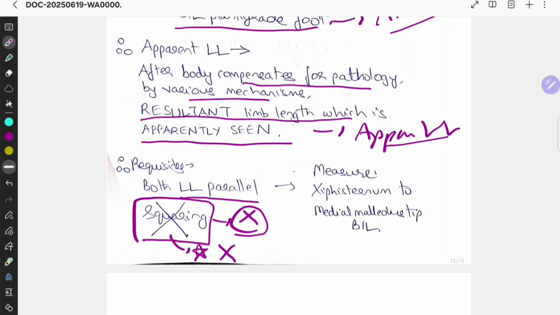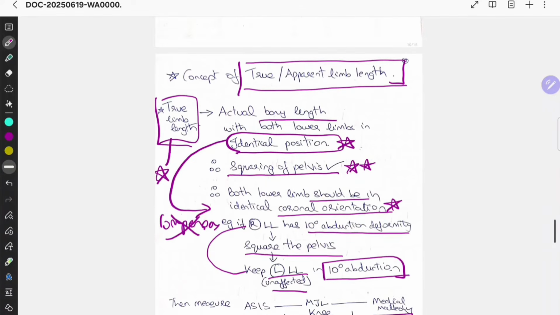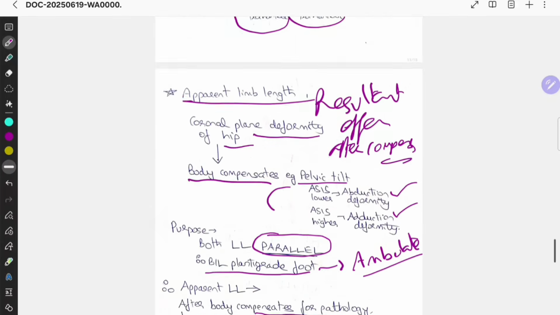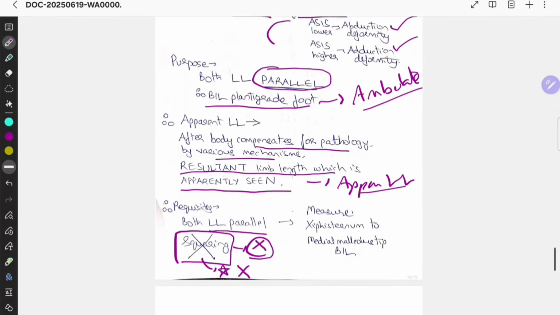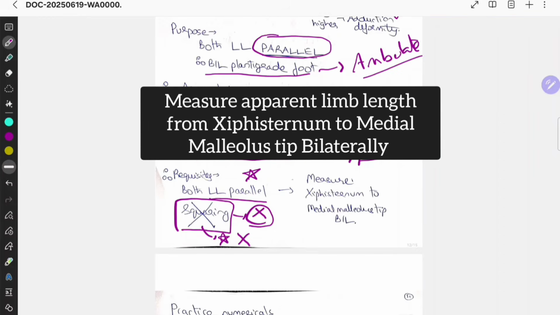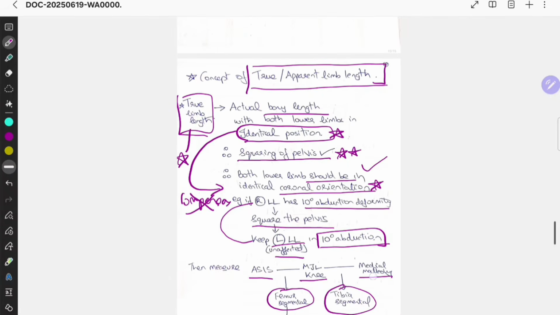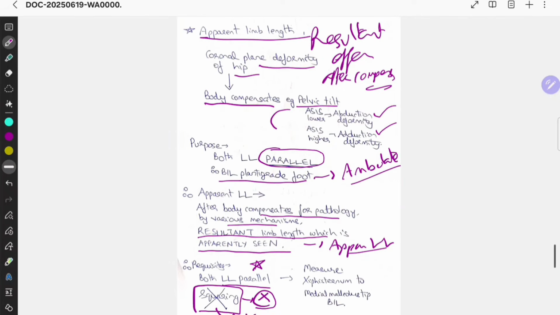So we square the pelvis in true limb length discrepancy, and we keep both the lower limbs in identical coronal orientation. While in apparent limb length, we have to keep both the lower limbs parallel to each other. So you tug both the lower limbs, you make both the lower limbs parallel, and you tug the lower limbs distally. Okay, so that is the concept. This is the concept of true and apparent limb length discrepancy.